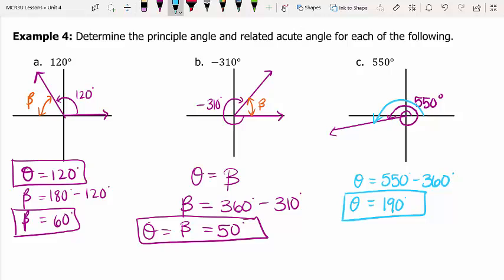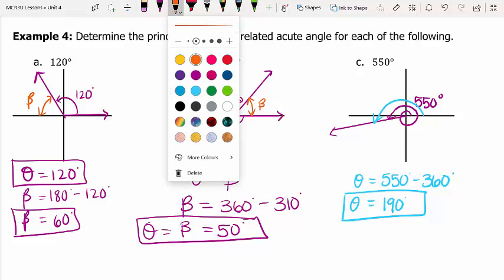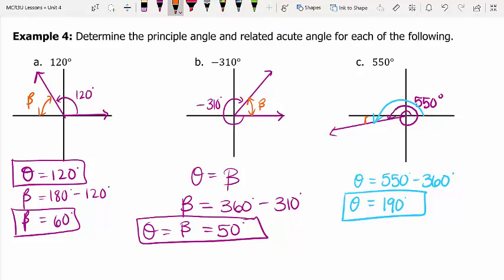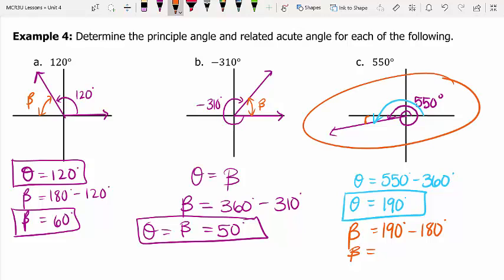Now that we have our principal angle, we need to find our related acute angle. The related acute angle here is the angle right in here, squished between the x-axis and our terminal arm. To figure out its value, we take our principal value, 190, and subtract 180. If you forget why we do that, look back at the earlier example, which explained that if the terminal arm is in quadrant 3, you take the principal angle and subtract 180. Some of you will be able to just look at this and know that from the position of the arm. So our related acute angle here is 10 degrees.